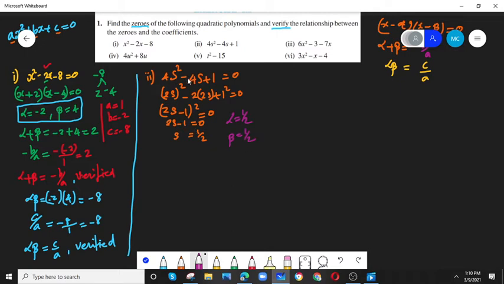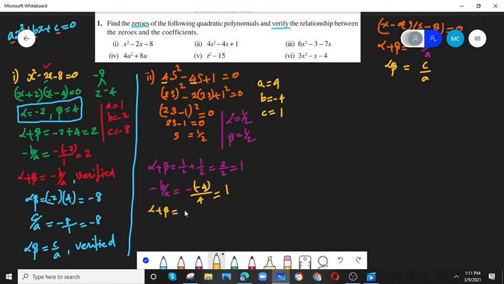Even if you go by the factorized method, the roots alpha and beta are 1 by 2, 1 by 2. So we can verify: what is alpha plus beta? 1 by 2 plus 1 by 2, we can write 2 by 2, which is 1. Minus b by a: what is b? A, b, c we can find. A is 4, b is minus 4, c is 1. Minus b by a, so minus of minus 4 by 4. Minus of minus is plus, 4 by 4 is 1. Both are the same, so verified.